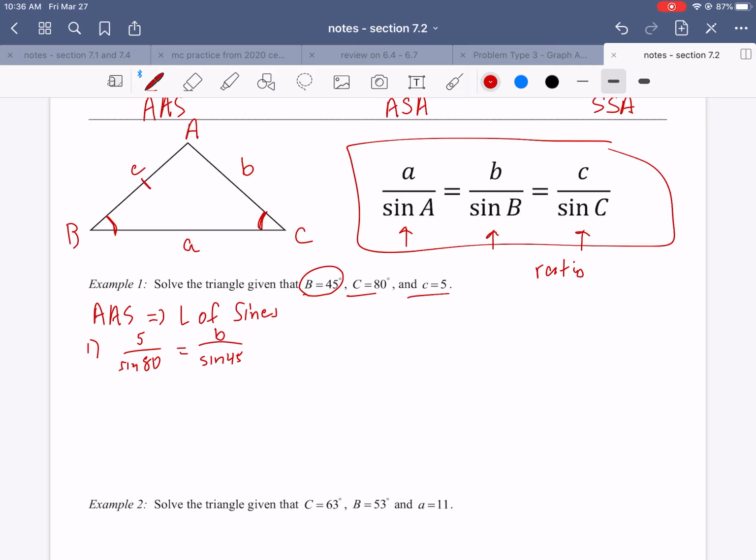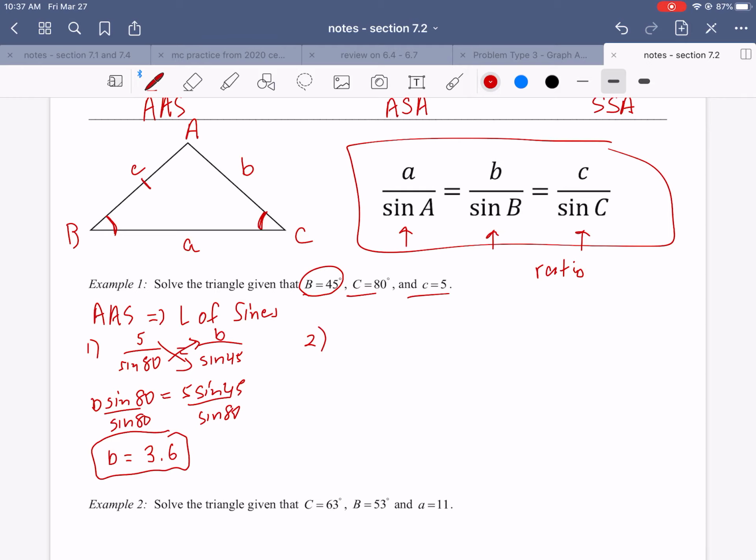So anytime we have a fraction equal to a fraction, we're going to cross multiply. And so this is going to be b sine of 80 is equal to 5 times the sine of 45. And to get b by itself, I'm going to divide both sides by sine of 80. And you need to make sure that your calculator is in degree mode. So right now, make sure your calculator is in degree mode. Punch this into the calculator, and I'm going to round everything today to the nearest tenth. And so that's going to give me b is equal to 3.6.